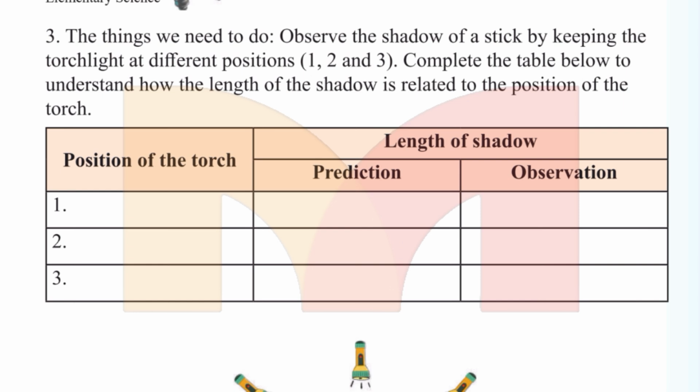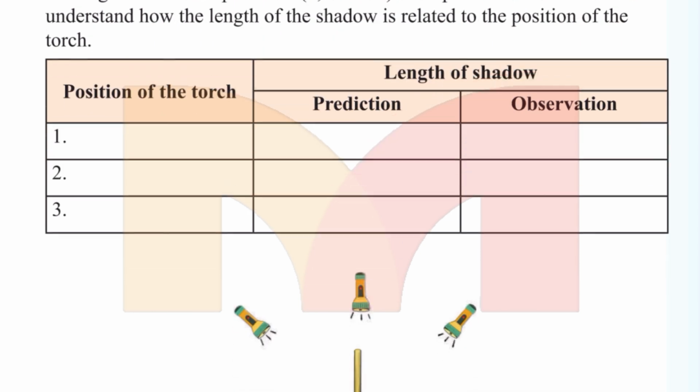3. The things we need to do. Observe the shadow of a stick by keeping the torchlight at different positions 1, 2 and 3. Complete the table below to understand how the length of the shadow is related to the position of the torch. So we have to answer this table now. So let's see the answer.